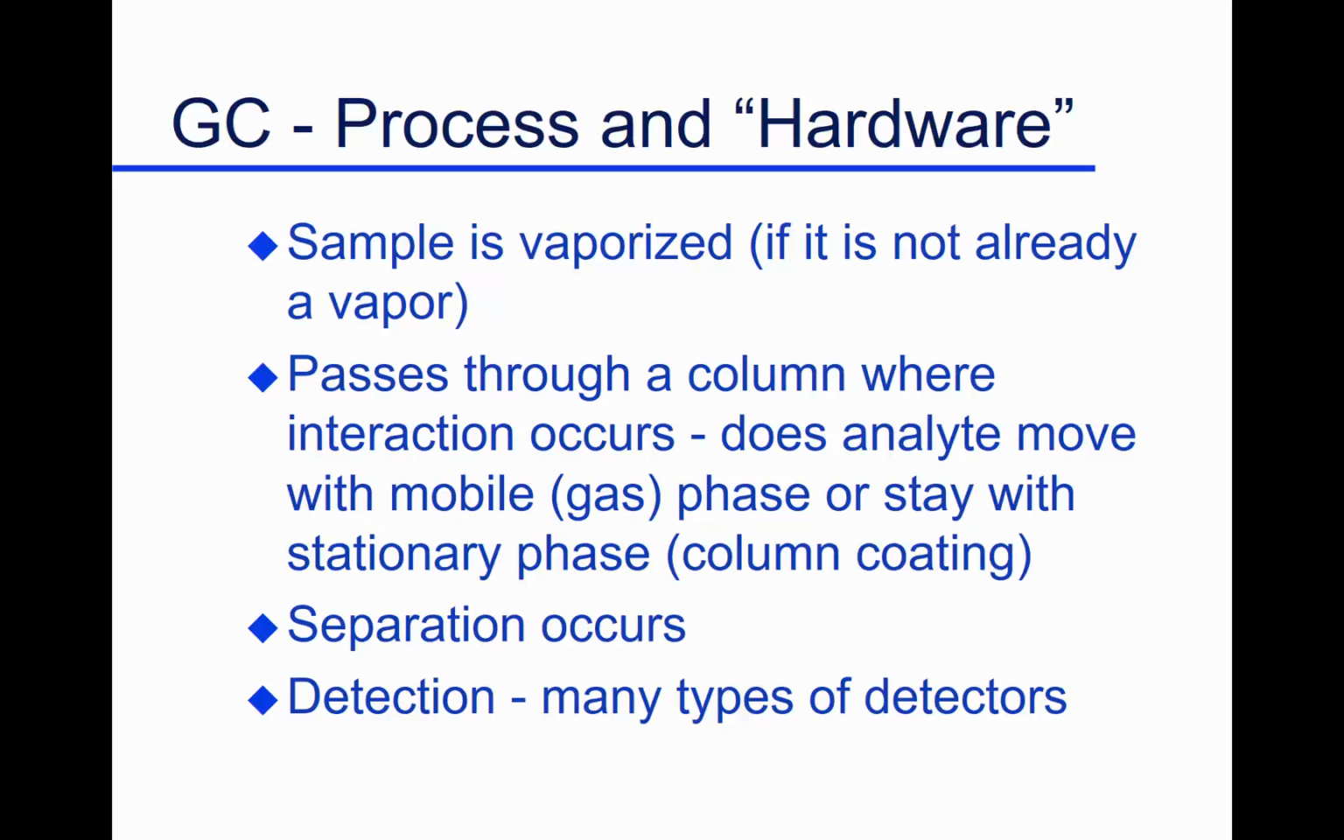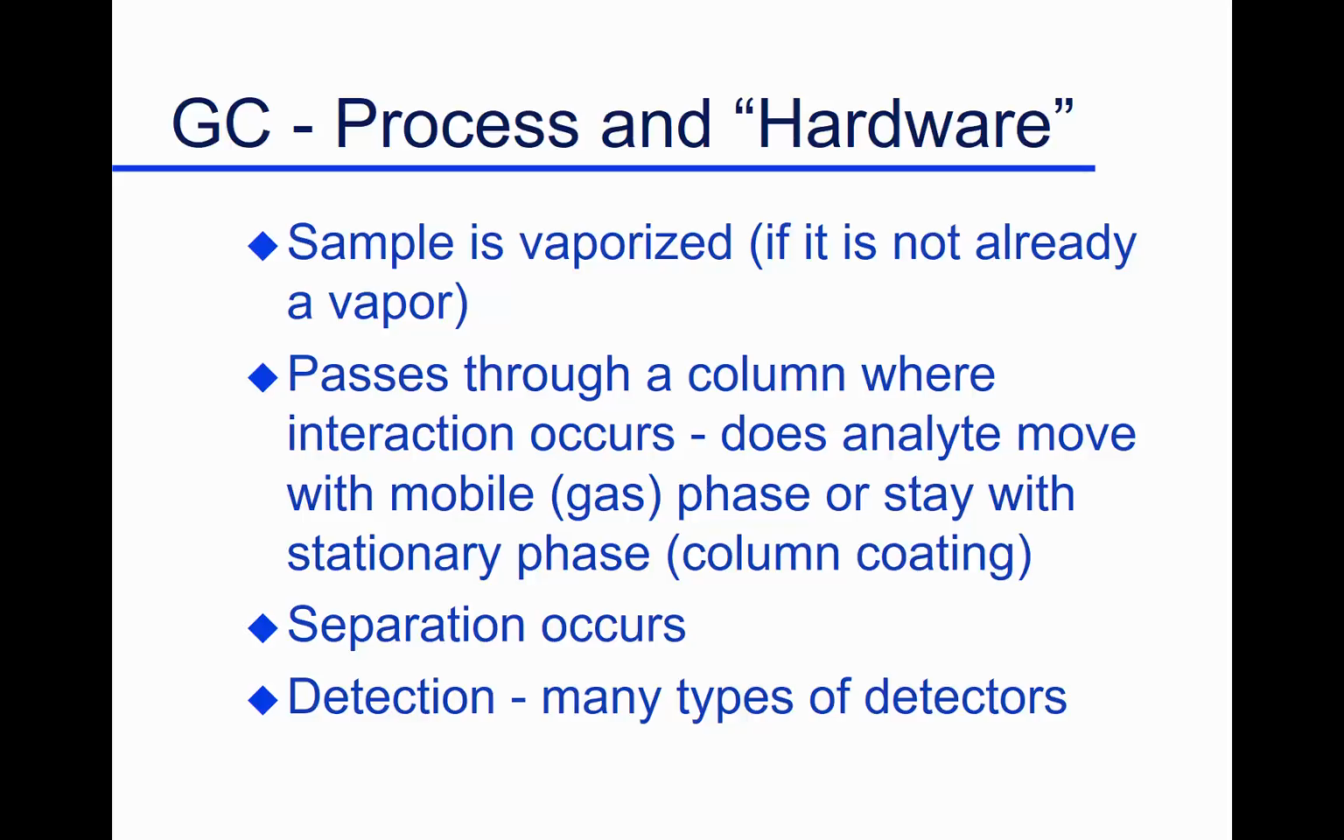The process and a little bit about the hardware. The sample is vaporized. If it isn't a vapor already, we have to vaporize it, put it into a gas, so it moves with our mobile phase, our gas phase. That's typically done through heat, so it's heated to vaporize it. It passes through this column where interaction occurs, just like any other type of chromatography.